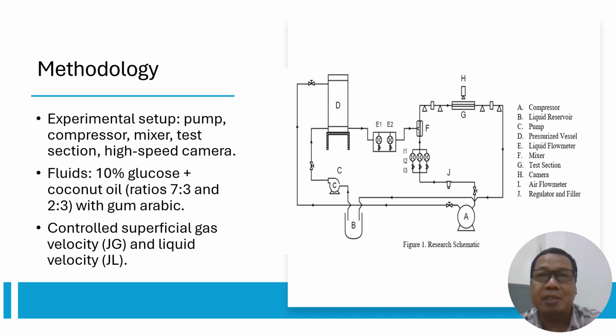Ladies and gentlemen, our experiment involves a detailed setup that includes a pump, compressors, mixers, test sections, and a high-speed camera for visual observations. The working fluids were emulsions of 10% glucose and coconut oil with two volume ratios, 7:3 and 2:3, stabilized using gum arabic. We carefully controlled superficial gas velocity and superficial liquid velocity to capture a range of flow patterns.